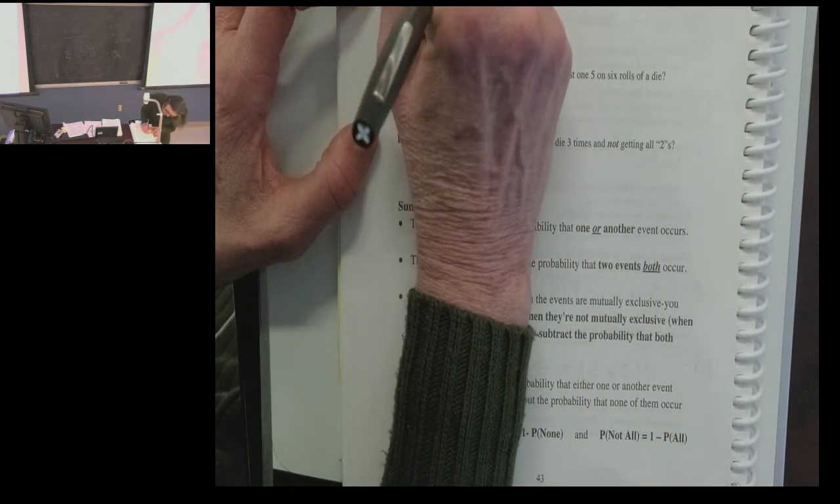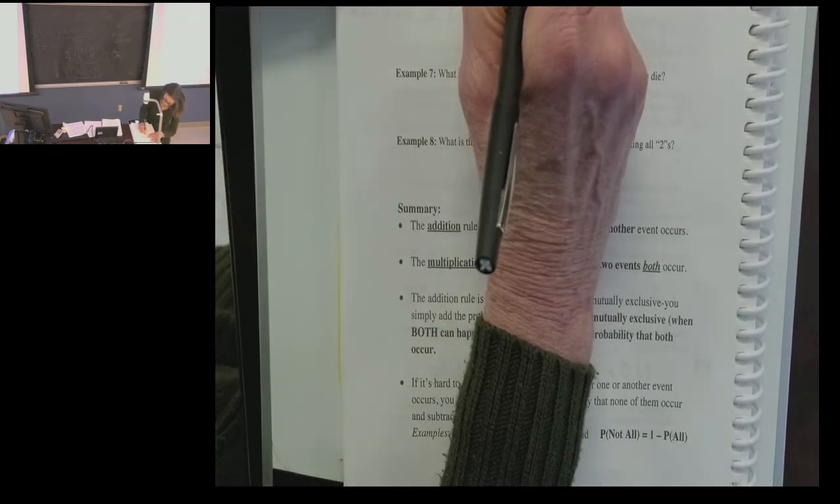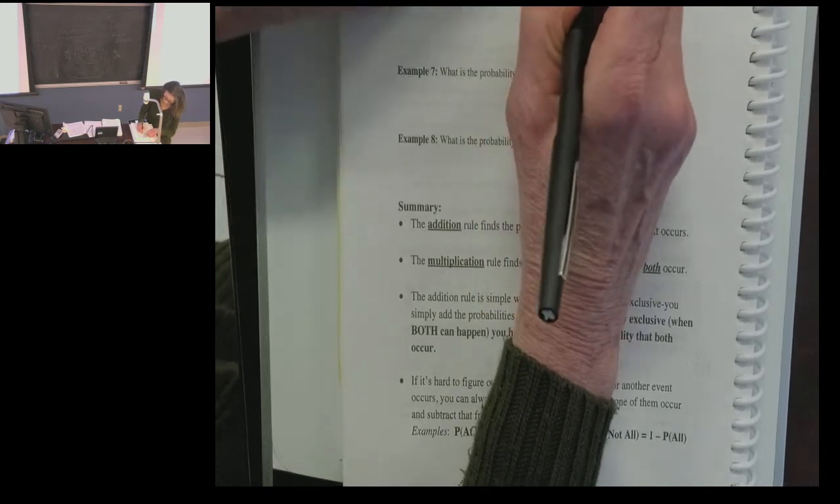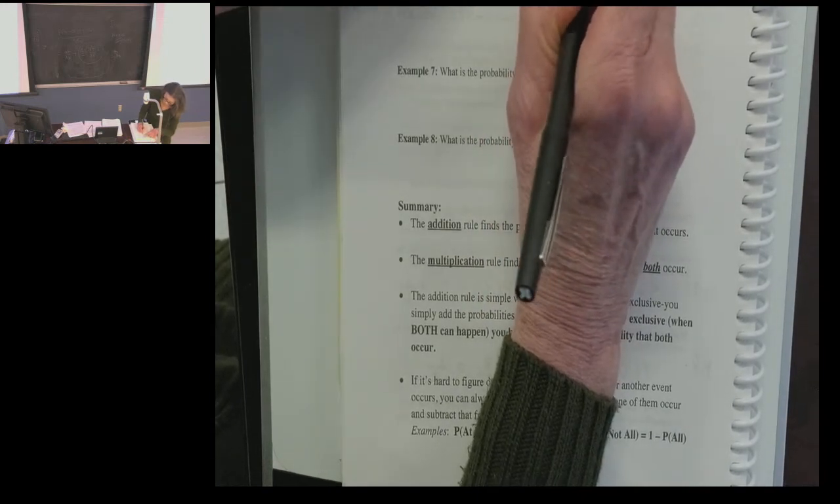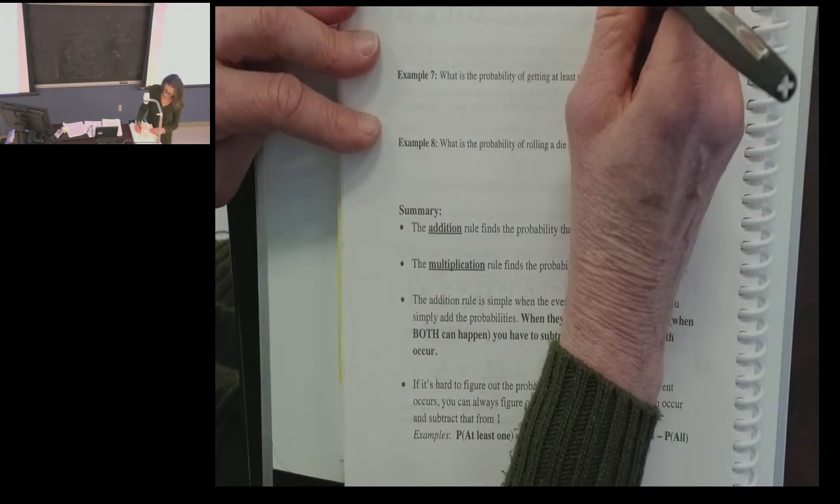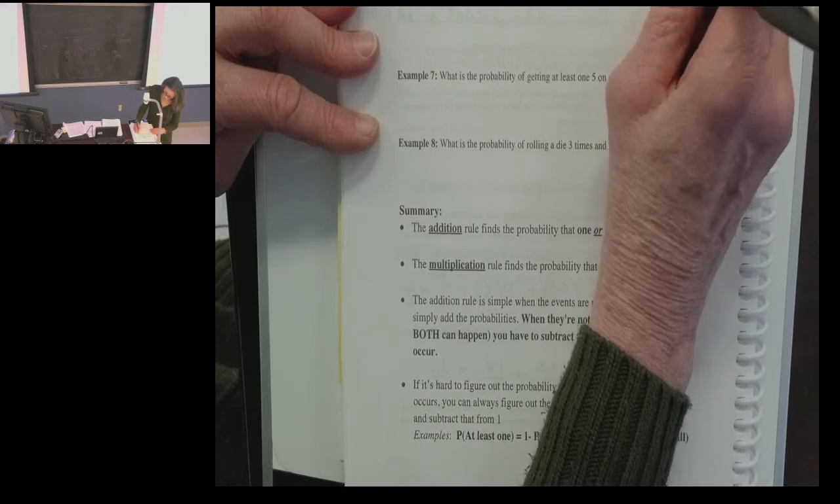So the probability of a heart or a queen is going to be equal to what? There's 13 out of all the 52 cards, plus 4 out of the 52 cards, but then there's one of them that's both. So it's 16 out of the 52.